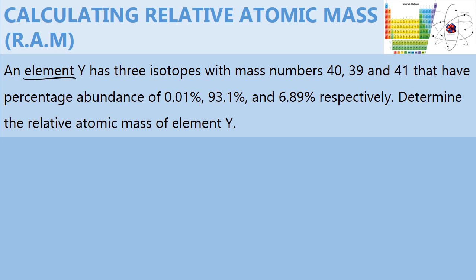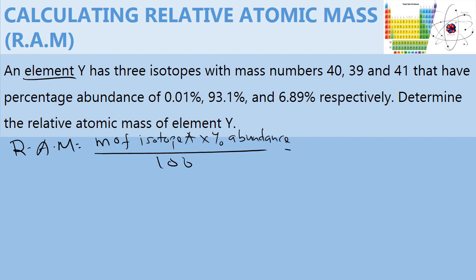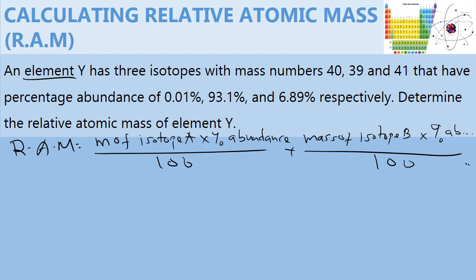As usual, you remember the formula. Relative atomic mass is equal to the mass of the first isotope A times the percentage abundance divided by 100 plus the mass of isotope B times the percentage abundance all over 100, and so on and so forth until we cover all the isotopes.